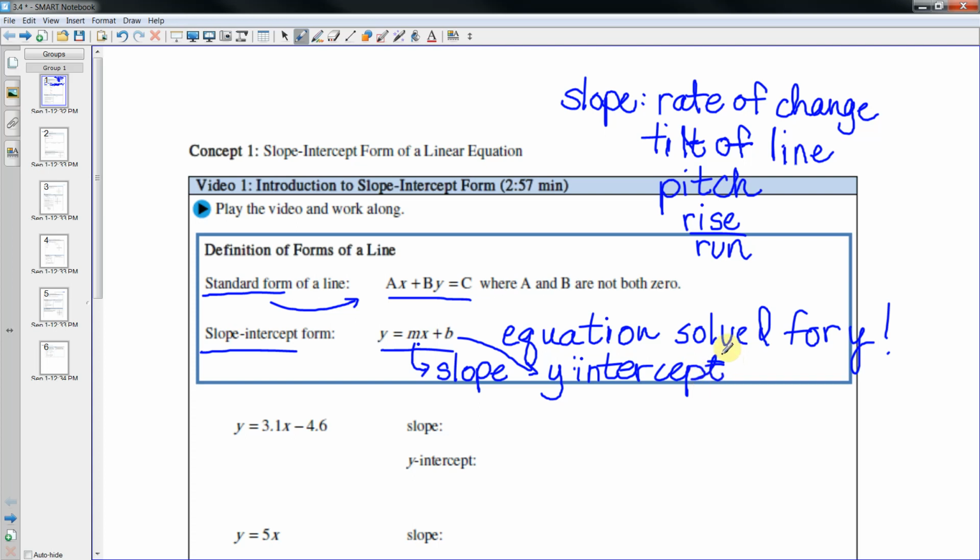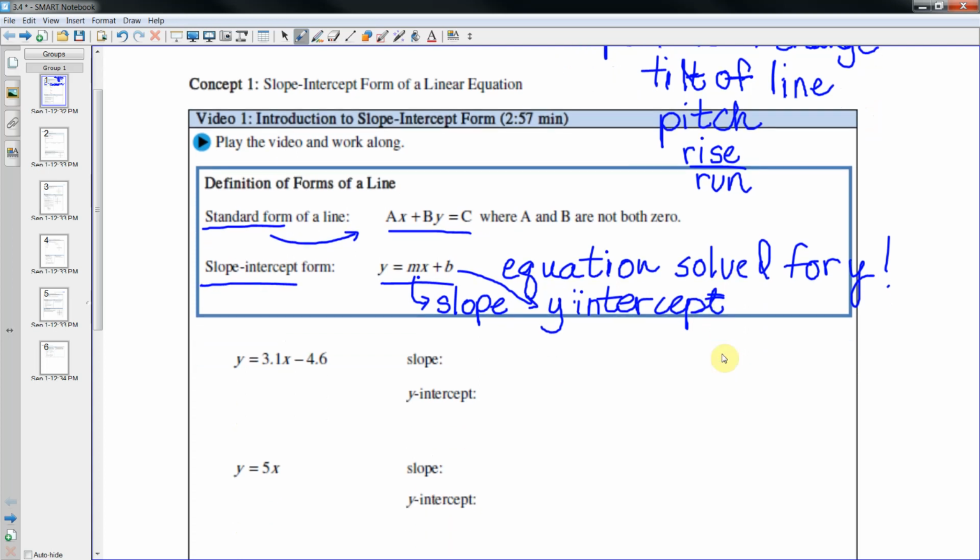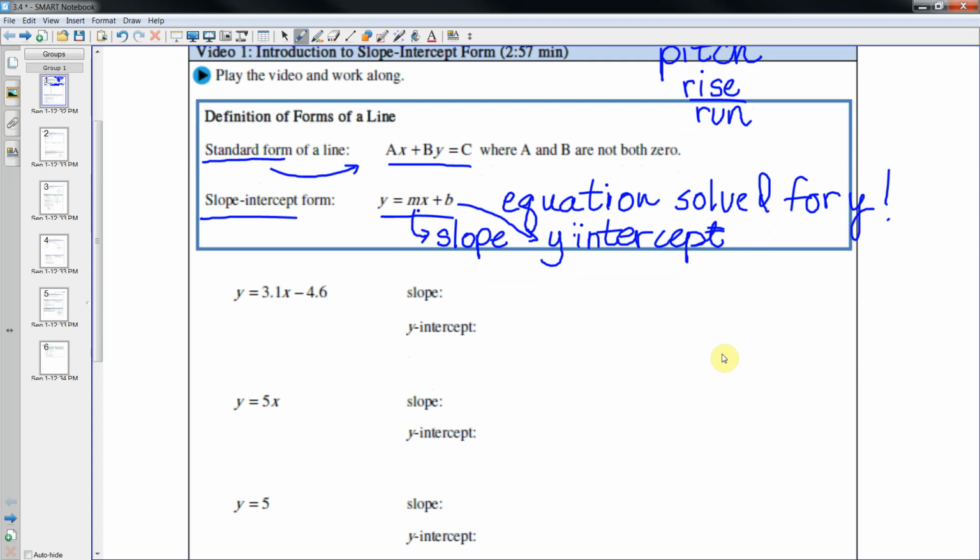Alright, so let's look at some equations. The equations have to be solved for y for you to be able to tell those two pieces of information, the slope and the y-intercept. So if I'm looking at y equals 3.1x minus 4.6, I'm not asking you to do anything with this one except identify these two parts. The slope would be the number that's with my x, the 3.1. The y-intercept would be negative 4.6, and it's negative because I have a negative in front of the 4.6. Okay? Everybody understand? Let's look at the next one.